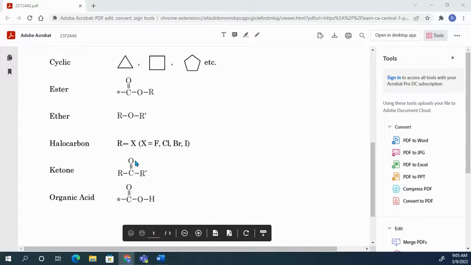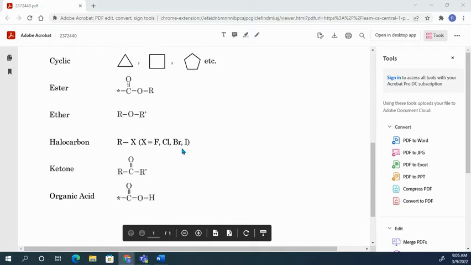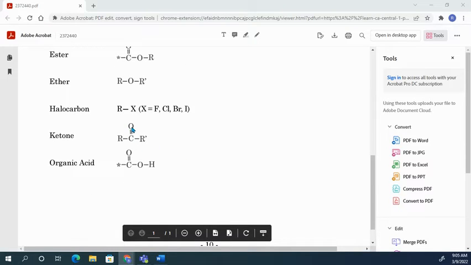Ketone is C double bond O, R, R prime. So in this case, you will have carbon groups on both sides and C double bond O is in the middle. So let's compare ketones to aldehydes. So aldehydes have C double bond OH and ketones is C double bond O and it has R group on both sides. So they look very similar, but there's a little bit of difference.